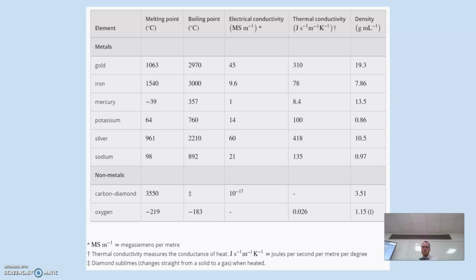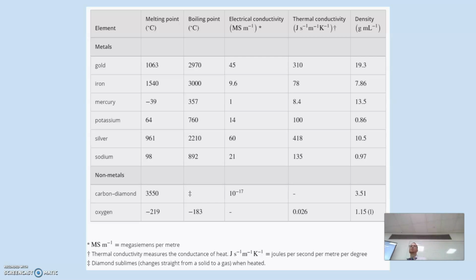Gold, iron, mercury. Here is our buck in our trend. Mercury, liquid at room temperature. So it's the only thing to go against our metallic bonding model. All the others are solid, with very high melting and boiling temperatures compared to similar substances. Group 1 and Group 2 tend to be softer metals with lower melting and boiling points. As we go across the periodic table, generally we see an increase in melting and boiling point.